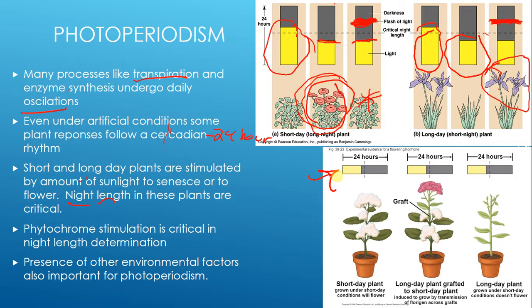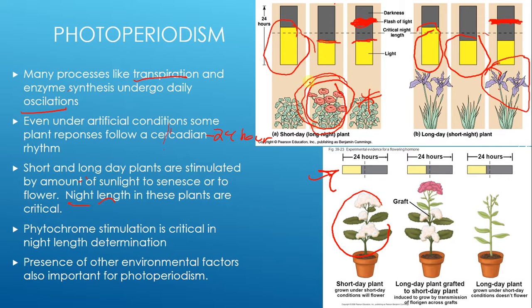Lastly, there is some experimental evidence, though it's not very detailed, that there is a hormone responsible for different artificial flower blooming techniques. For example, this plant, a short day plant grown under short conditions, will still flower sometimes. And long day plants grafted to short day plants are induced to flower by transmission of florigen across the graft.